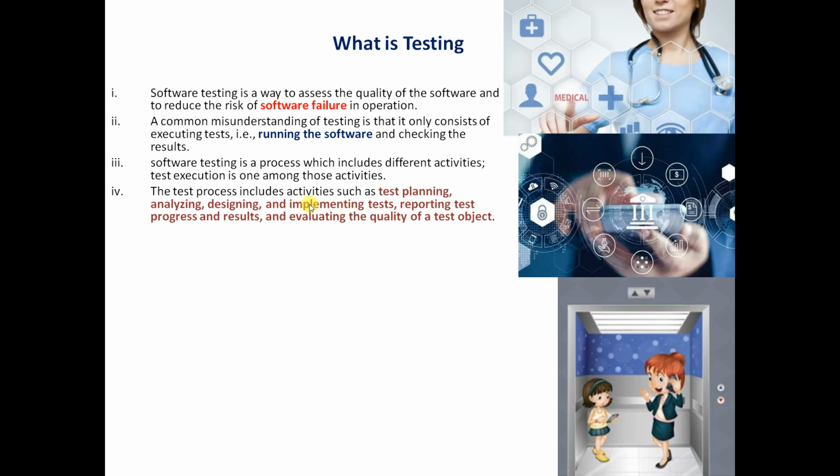Or they'll give three different answers and only one thing like reporting test progress. They'll ask which is included in the test process. Then your answer is reporting test progress. So for this you have to remember these things. Test process includes test planning, analyzing, designing, implementing test, reporting test progress and results, and evaluating the quality of the object. So these are all included in the test process.